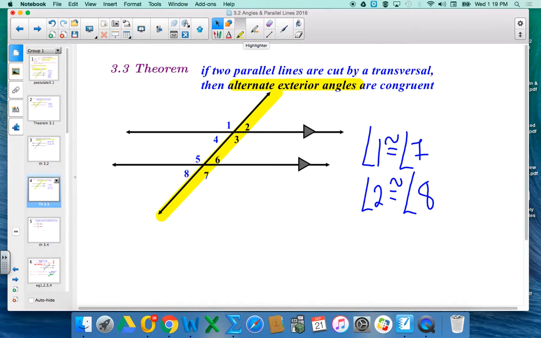What do we know about vertical angles? They are congruent. Vertical angles are congruent. So angle 1 and 3 are congruent. Angle 2 and 4 are congruent. Angle 5 and 7 are congruent. Angle 6 and 8 are congruent because they are vertical angles. Okay, everybody good?